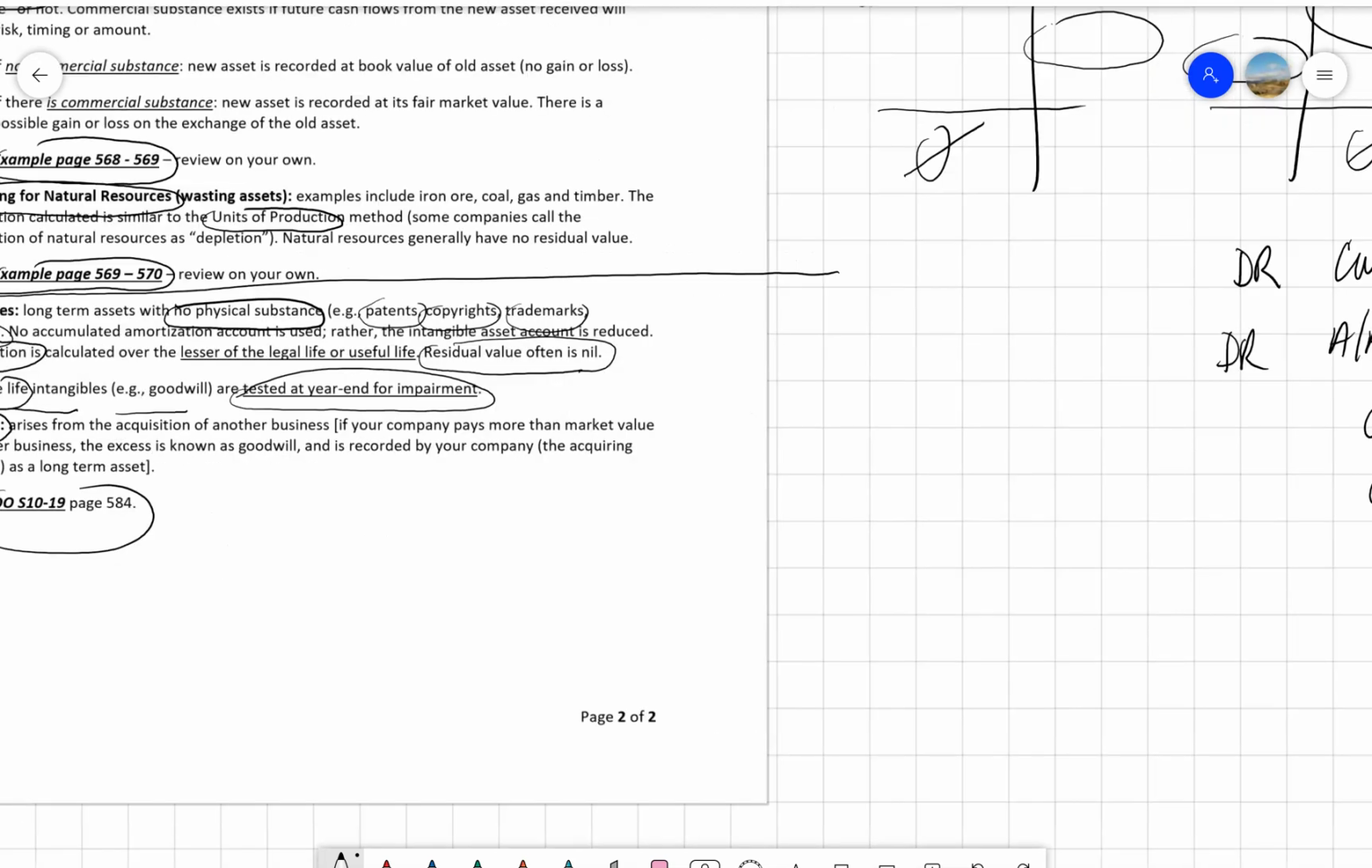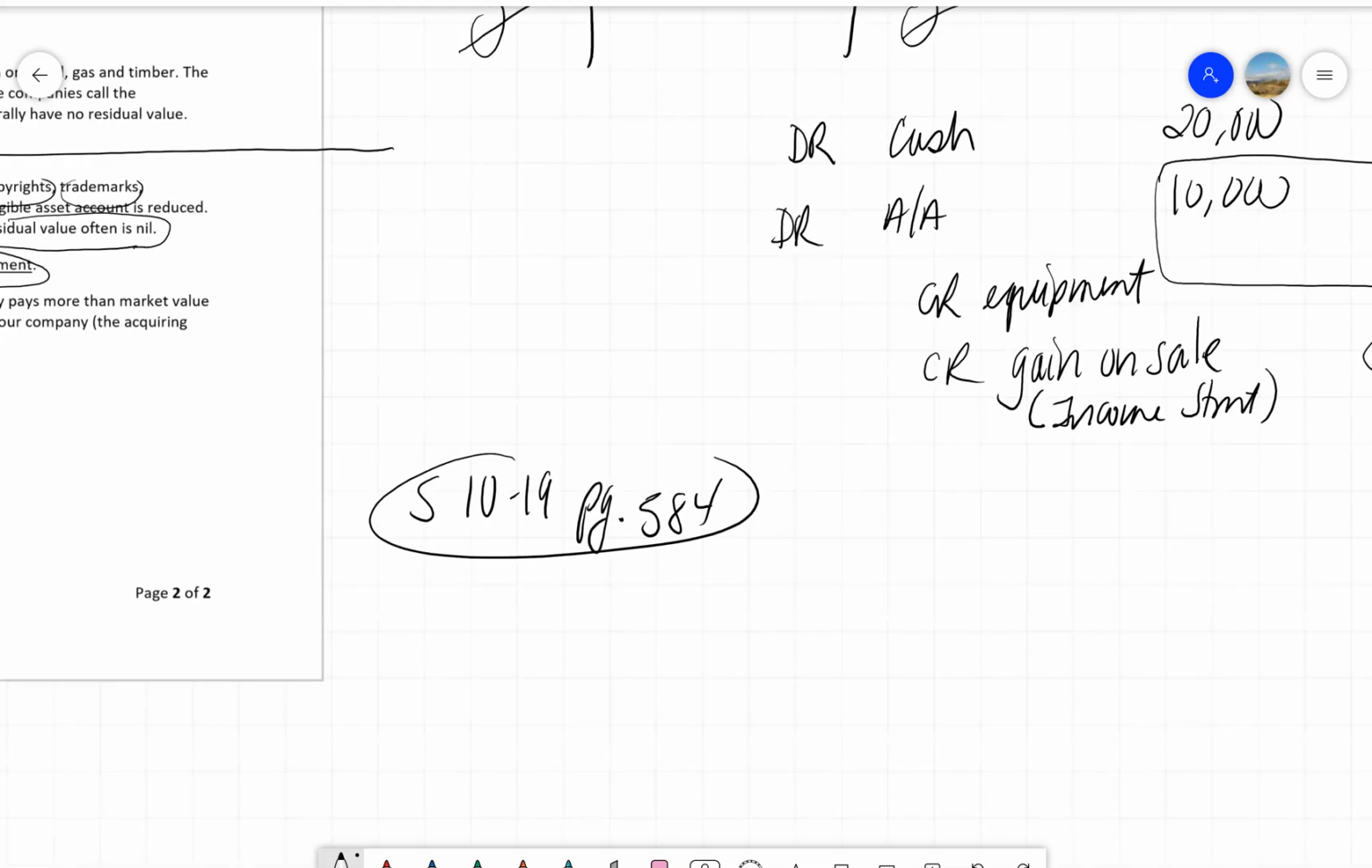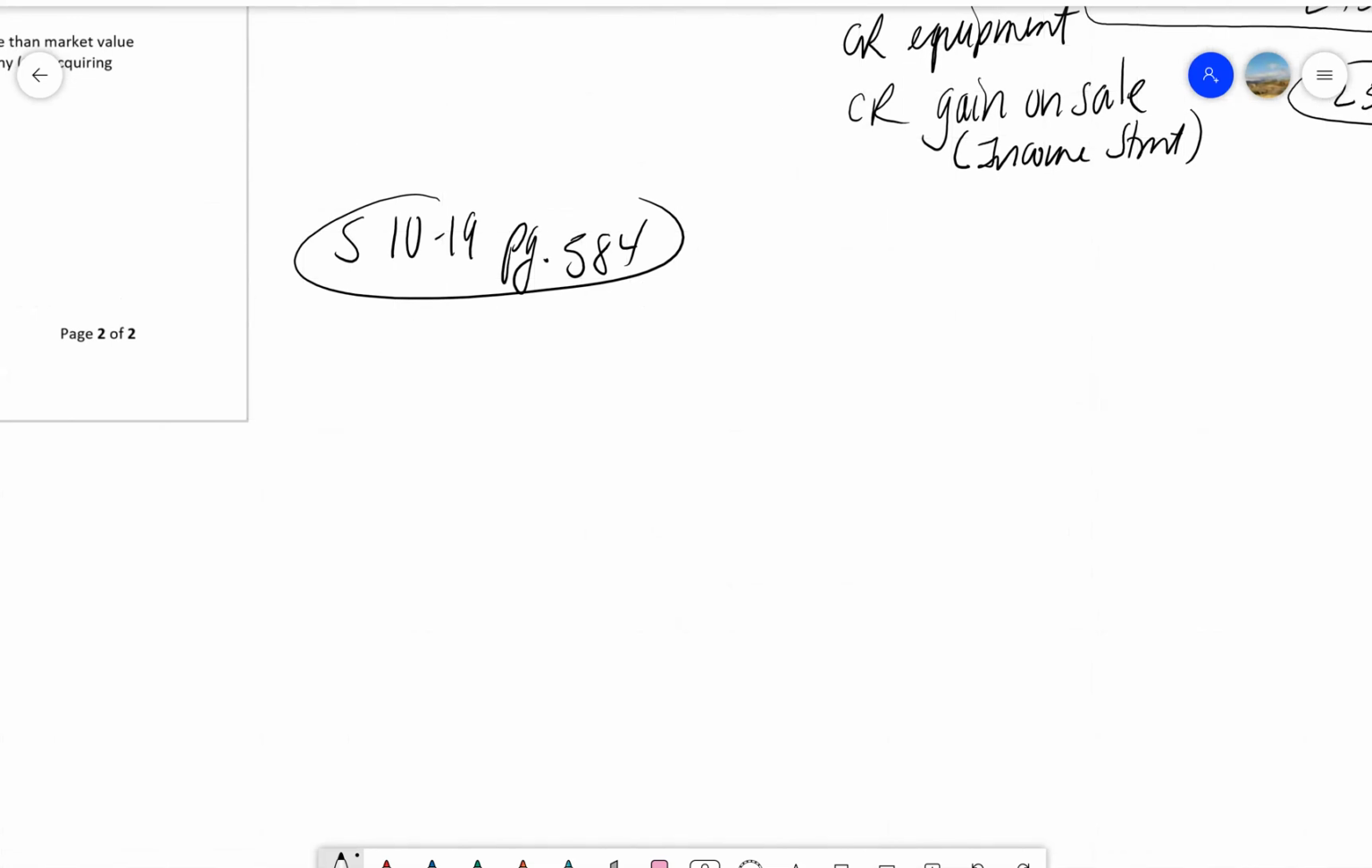So let's have a look at 10-19. So Starter 10-19, we're going to buy this patent. And it has a useful life of 5 years, and it has a legal life of 7 years. It's going to expire in 7 years, so that would be its legal life. Now, when we buy the patent, it was on June 30th, 2019. So let's just go through the journal entry. We bought this patent for $45,000.